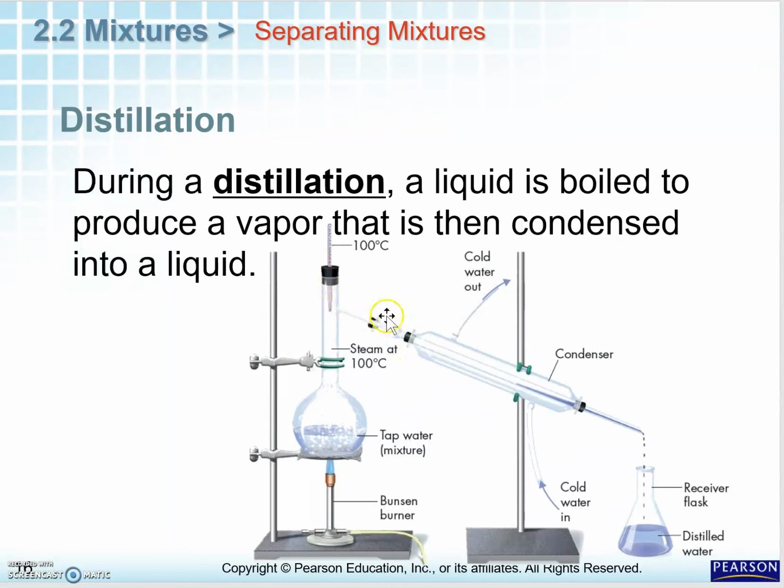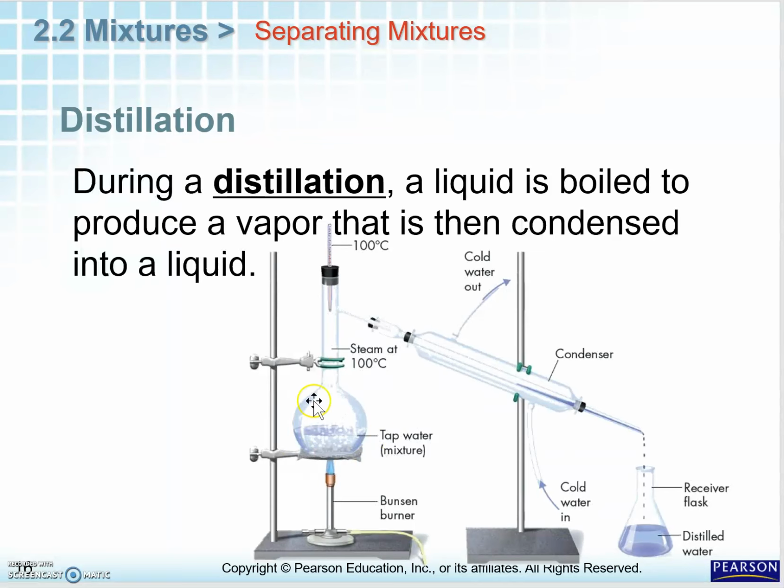It'll then go through this small mouthpiece, and it's going to go into something called the condenser, and you can see that name right here. The condenser is going to do exactly what its name says. Take that gas and turn it into the liquid form again. Once that occurs, the liquid will come out of the spout into the receiver flask, and this water that comes out is distilled water. So if you've ever had distilled water from the store, this is how they make it.